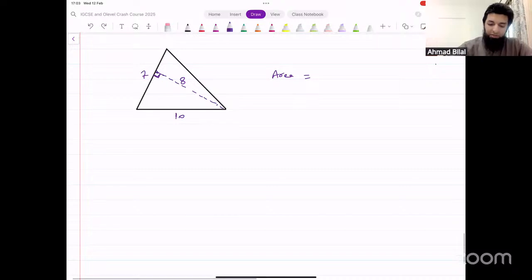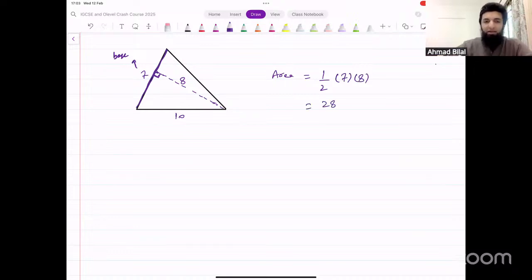However, if we consider this side as the base, the one that is 7, do we know the perpendicular in that case from the third vertex? Yes, this is known to us. So the base that we use has to be 7. So the area of the triangle is going to be given by half into 7, which is the base of the triangle, times 8. 56 over 2, that's 28 square units. That will be the area of this triangle.